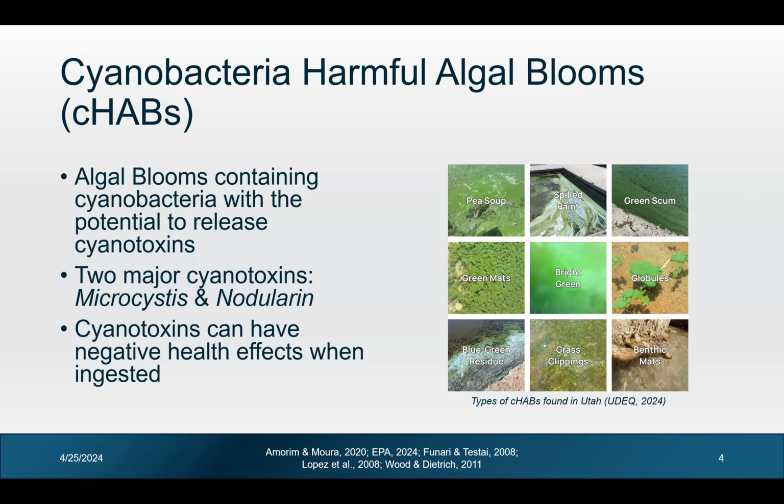Cyanotoxins have a pretty wide range of health effects when they're ingested by organisms, ranging from very simple things like headaches and abdominal pain to more extreme things such as hemorrhaging, liver failure, or death on the extreme end. So it's a very important thing that a lot of different regulatory agencies monitor for, so that people don't just start dying at random lakes.